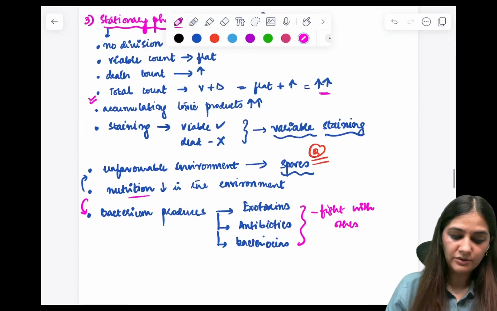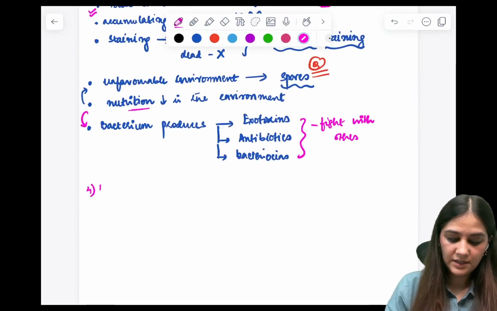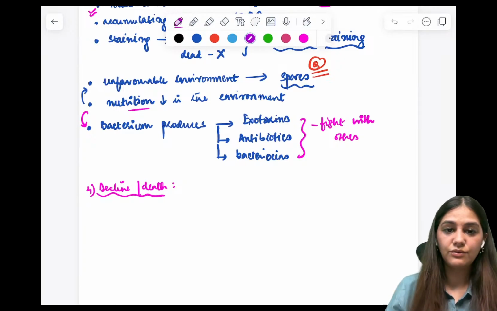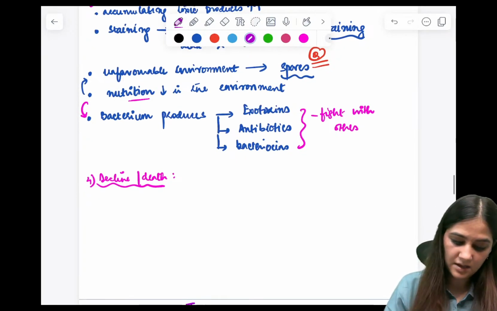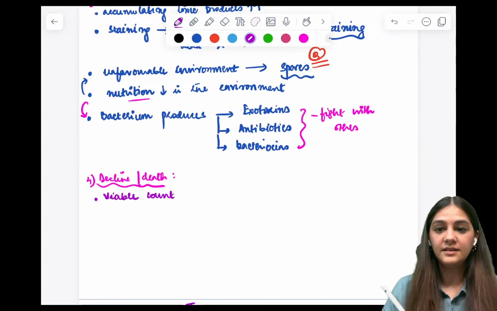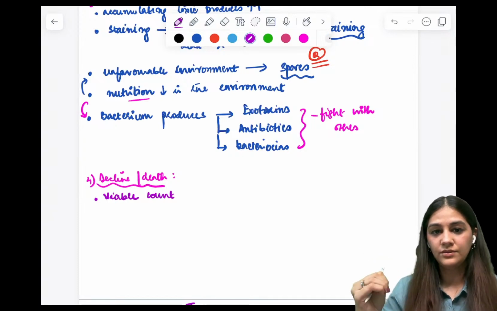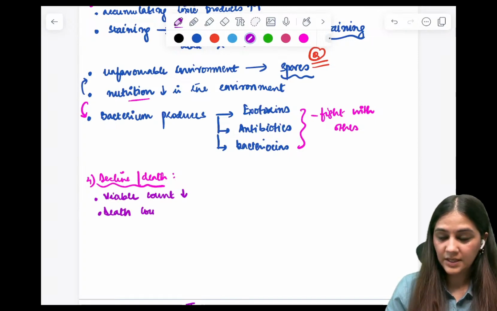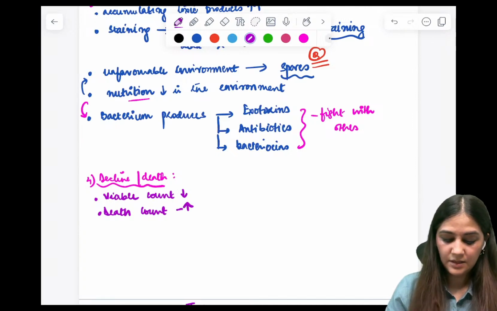Now let's talk about the last phase, which is the decline phase or the death phase. As the name suggests, what is going to happen? Here, the bacteria are dying. So your viable count, as I said, death increases, viable count decreases. So viable count is decreasing and your death count, what is happening to it? It is increasing. So what is going to happen to the total count?